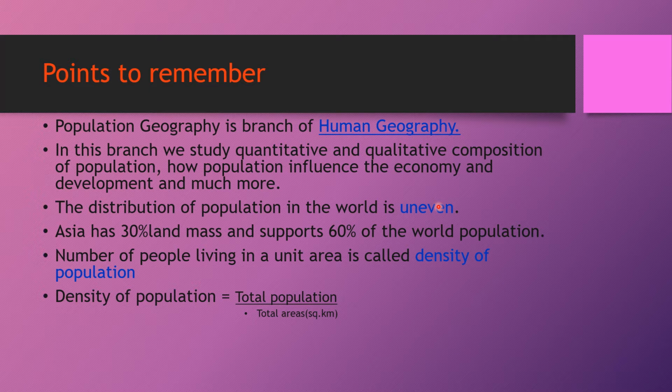Asia has 30% of the land. However, Asia supports 60% of the world population. So Asia is a continent where land is only 30%, however, there are 60% of the world population which is supported solely by Asia. The number of people living in a unit area is called the density of population. Density of population is calculated by the total number of population upon the total area in square kilometers.